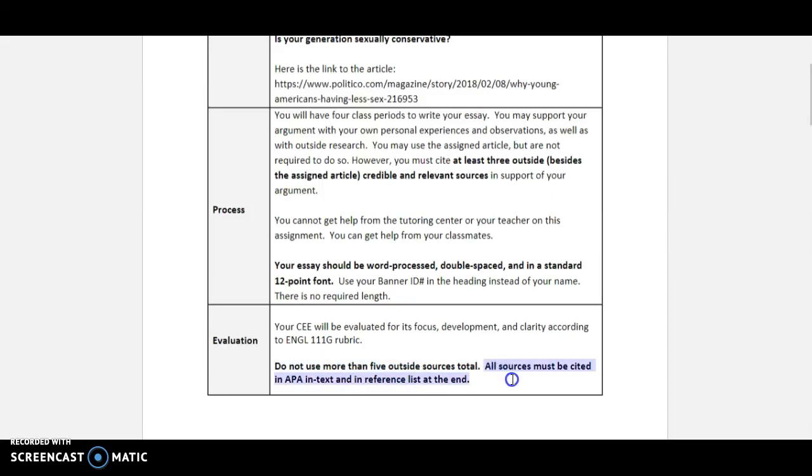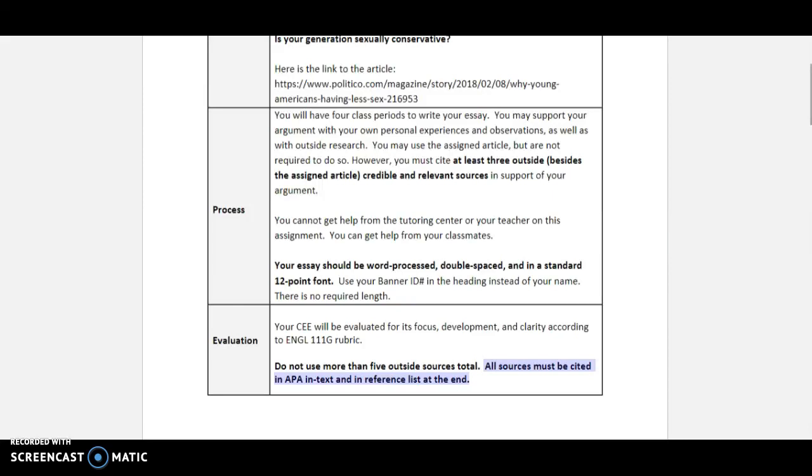And remember that all sources must be cited in text and in the reference list at the end. If you only cite them in the reference page and not in the in-text citations, then that would result in a no pass. So that's the evaluation process.